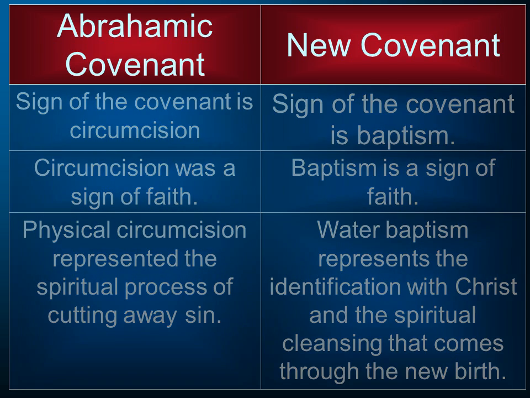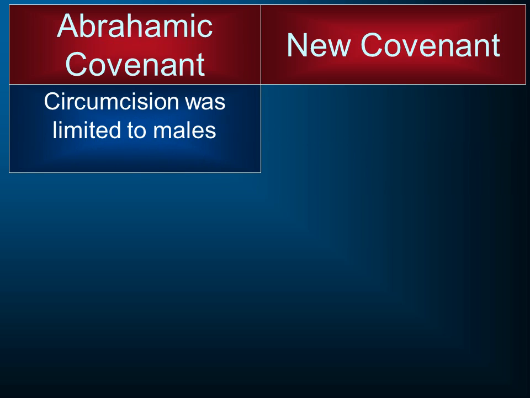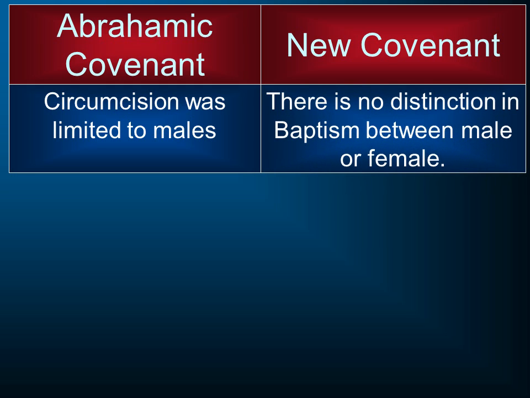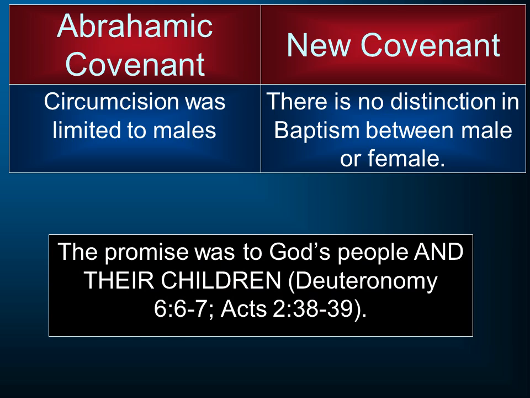In the case of the Abrahamic covenant, circumcision was limited to males only. You only circumcise boy babies. In the case of the new covenant, there's no distinction in baptism between male or female. Both boys and girls are baptized. The promise, we're told, back in Abraham's day was to God's people and their children. You see, you circumcise a child even when he was 8 days old.